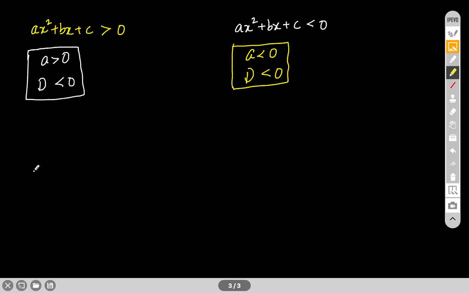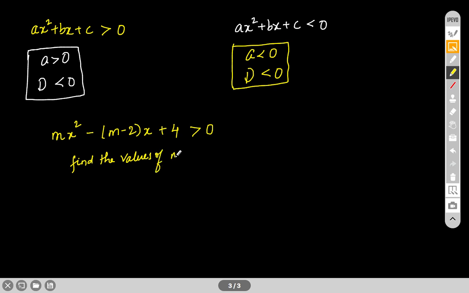Fine. Now let's have a simple question based on this. Let's say I have a quadratic mx square minus (m minus 2)x plus 4. This quadratic is always positive. Find the values of m for which this is true.